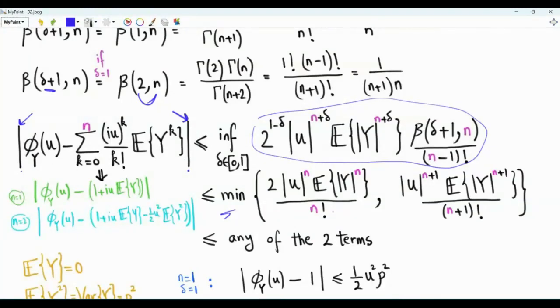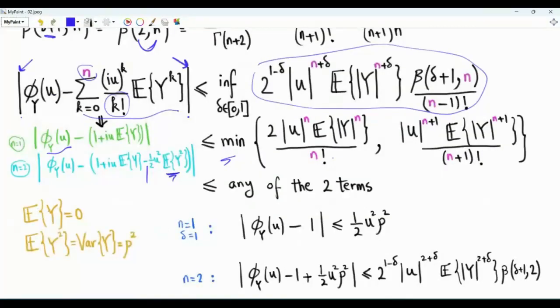When n is equal to 1, this difference is the characteristic function of random variable y minus, if n is 1, then we have two terms. The first term is 1, and then the term corresponding to k equal to 1 is iu times the first moment of y. If we choose small n equal to 2, then we have three terms here: 1 plus iu, the first moment of y, and then we will have k equal to 2, i squared is minus 1, then 1 over k factorial is 1/2, and then we have u squared and the second moment of random variable y.